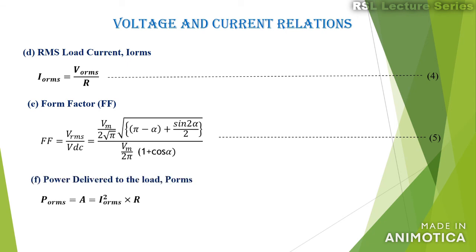So next, the power delivered to the load P0 is given by I0 RMS square into the R value.